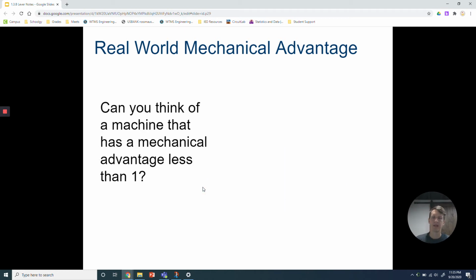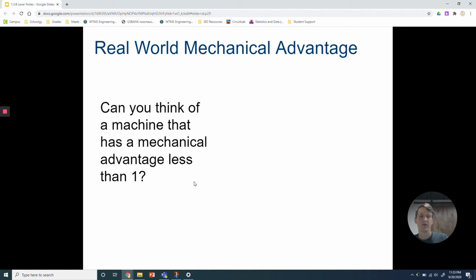So now, what is the mechanical advantage less than 1? And this is where we are making ourselves weaker, right? Or we require more effort force than the thing we're trying to move. I'll give you a second to stop, pause, and think about why we would do that and what's an example.